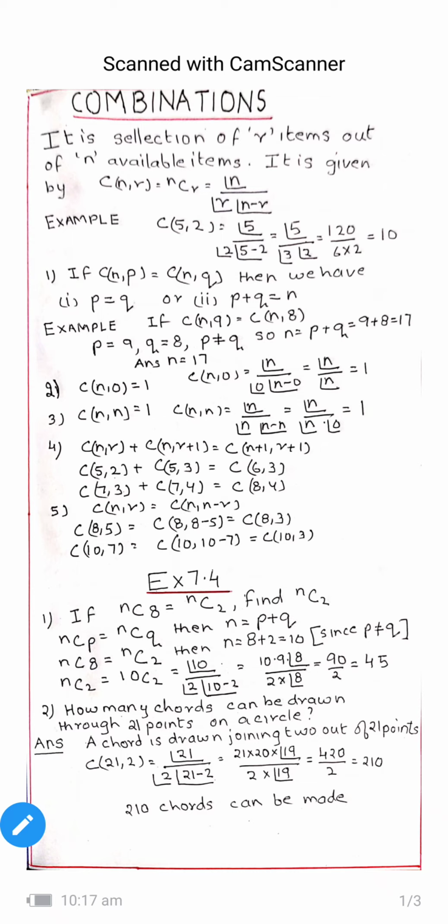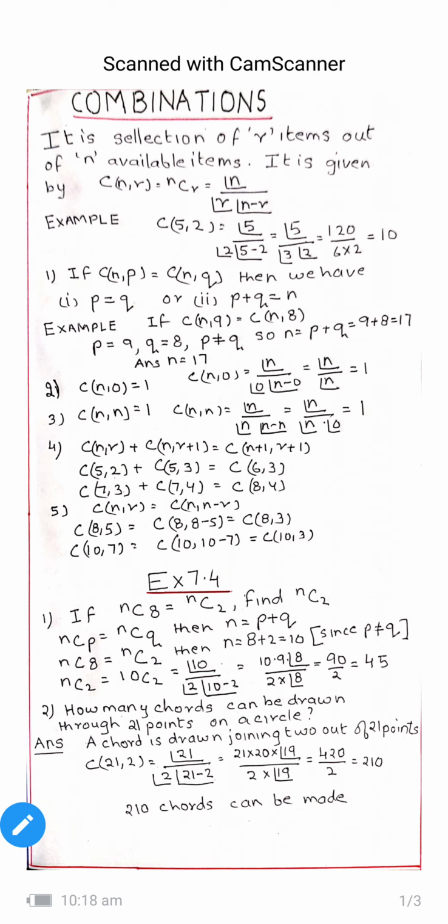Good morning, students. Today we are starting with combinations. It is selection of r items out of n available items. It is given by nCr = factorial n upon factorial r, factorial (n minus r).